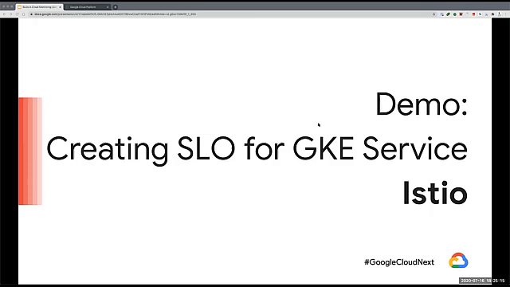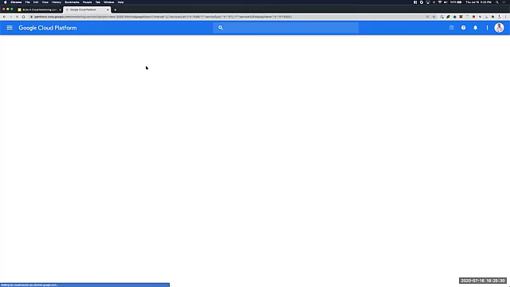So I'm going to do a new share. In this case, I'm just going to share my desktop just so we can all see everything. Can you see my screen now? Yeah, we see something that says Google Cloud Platform.